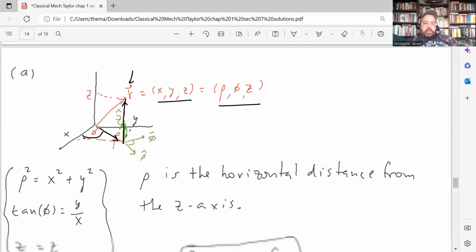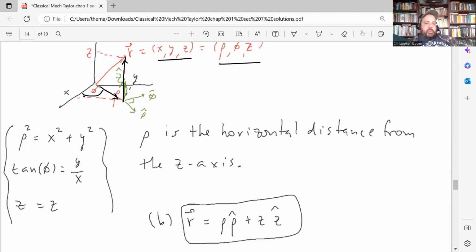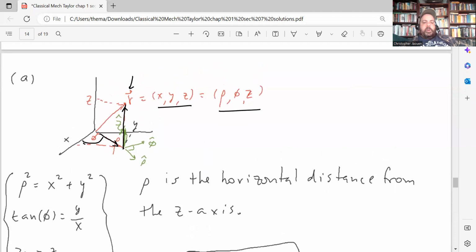So we get this expression here: rho squared is x squared plus y squared. Tan phi is y over x, and z is just the same z coordinate. Okay, and what is rho? It's the horizontal distance from the z-axis, like we said. Right, so that answers part A.